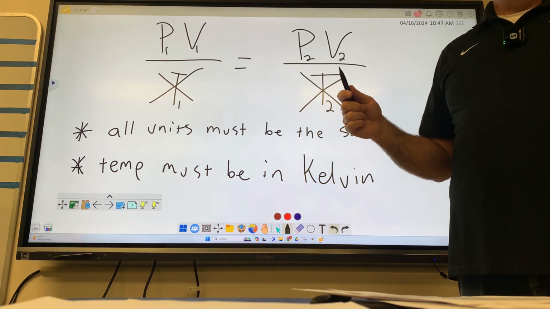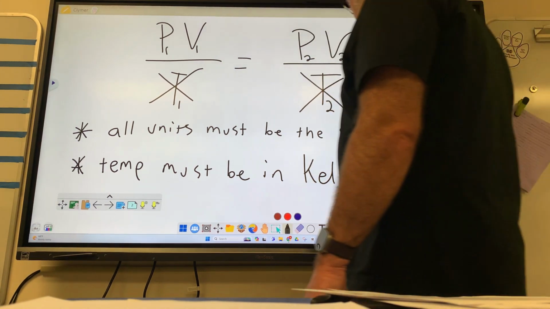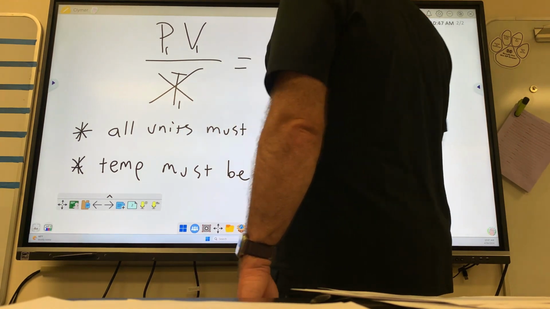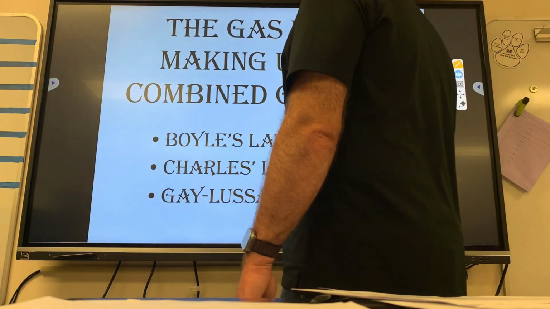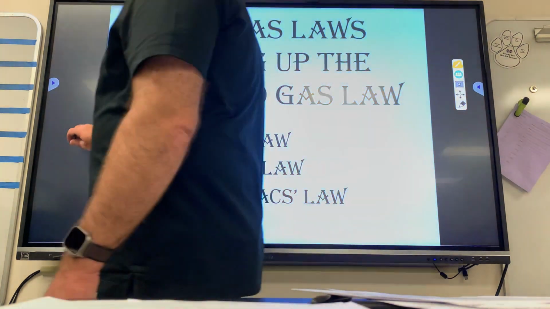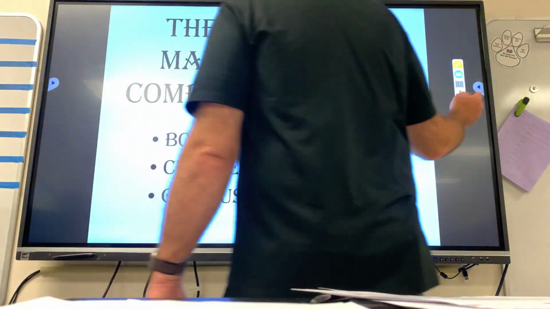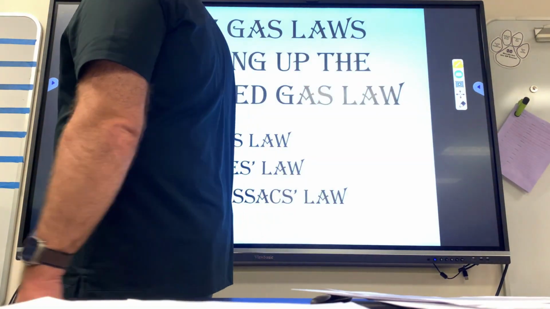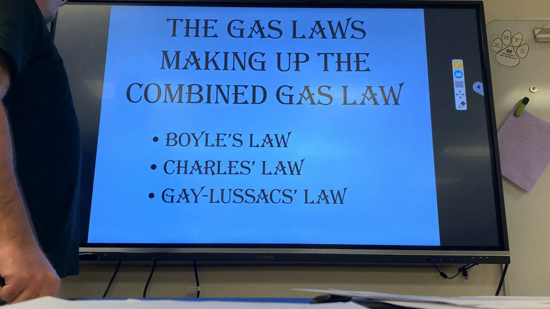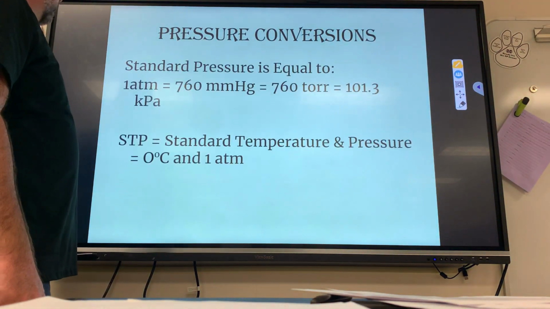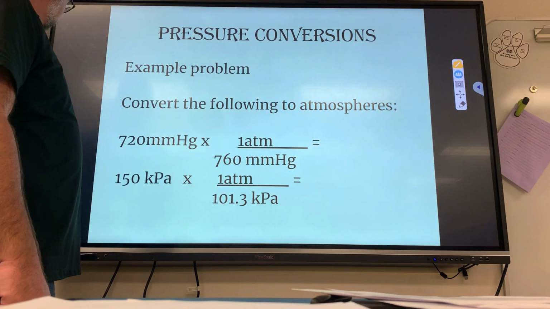Okay? So now we're going to go back to Boyle's law. I can do that by hitting this button. No, we're doing just one law today. We started at the end. We're going to actually skip this for a second too.